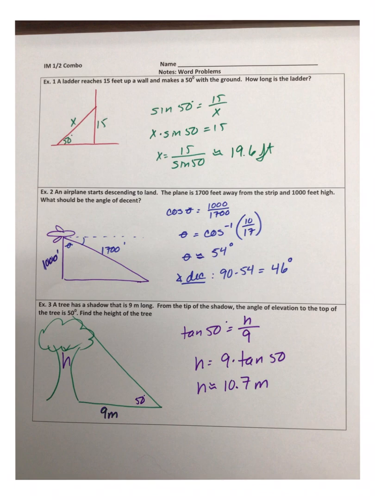All right, so example 2. An airplane starts descending to land. The plane is 1,700 feet away from the strip and 1,000 feet high. What should be the angle of descent?